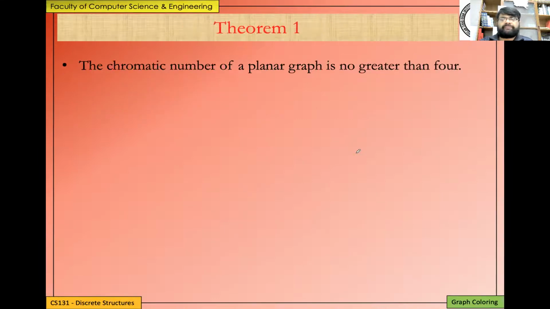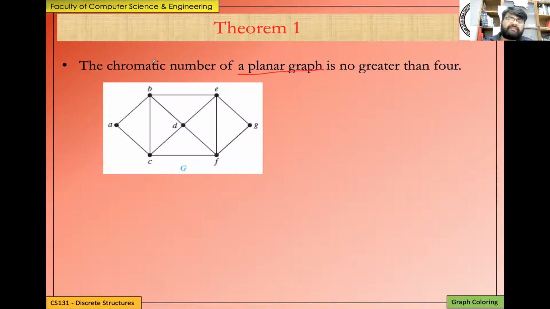So here's the theorem. The chromatic number of a planar graph is no greater than 4. So if we have a planar graph, the chromatic number will not be more than 4 for sure. So for example, in this one, which is a planar graph, the chromatic number has to be less than or equal to 4, but not greater than 4.